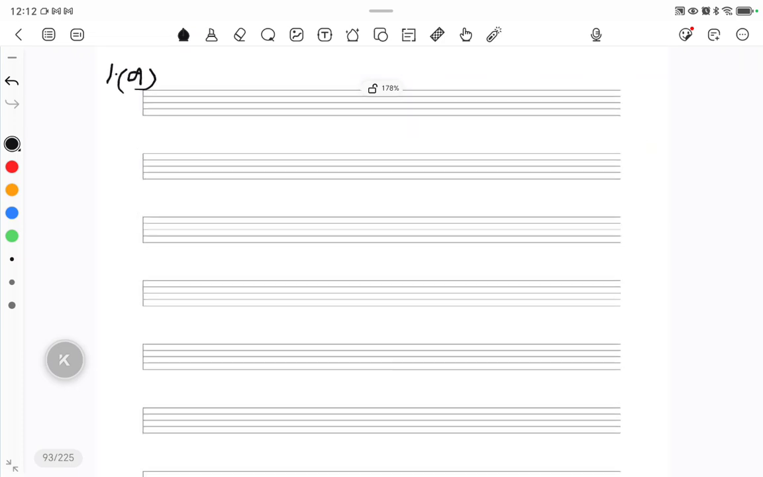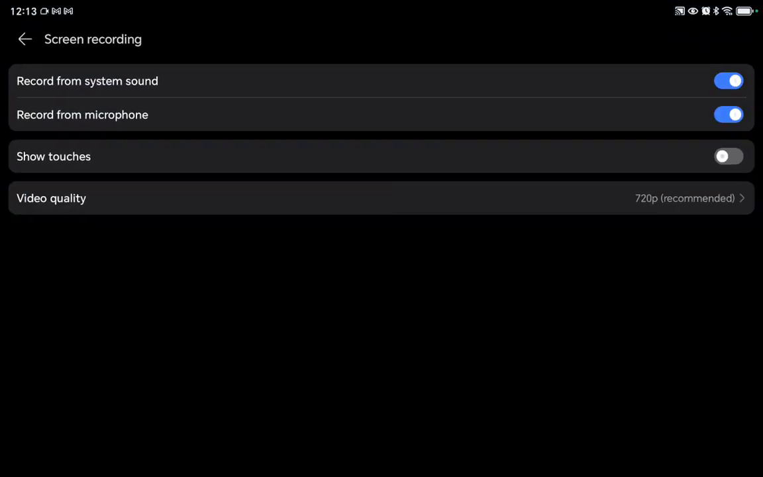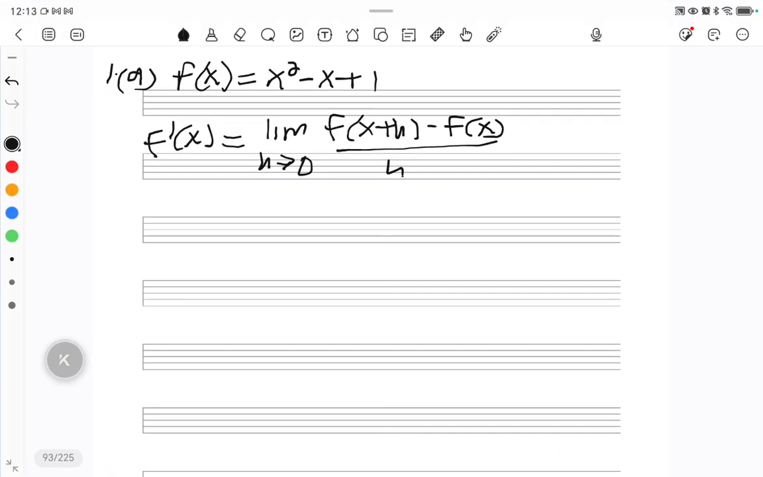So we know that f of x is equal to x squared minus x plus 1. So first, obviously, I must write the definition of a first principle, which we have this all over h. So let's confirm if this is really recording. Yes, it is. So let me turn off the system sound. So now we have this, right?